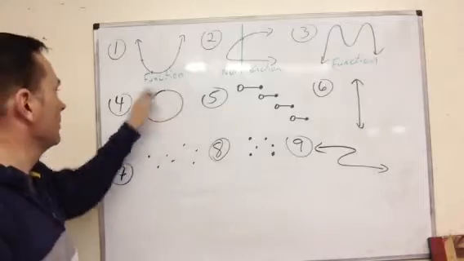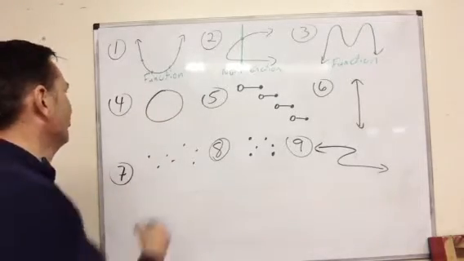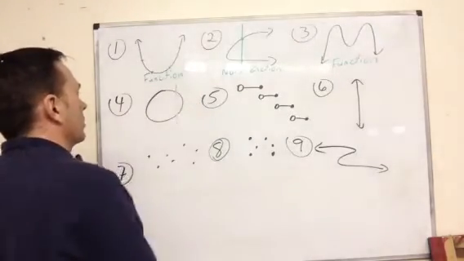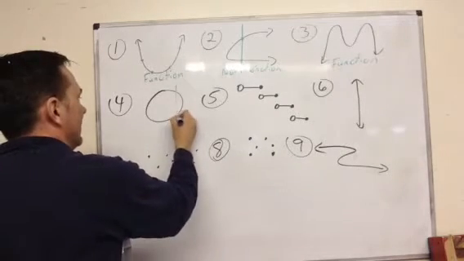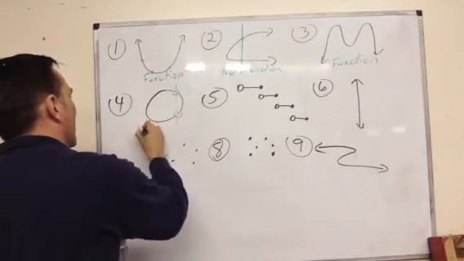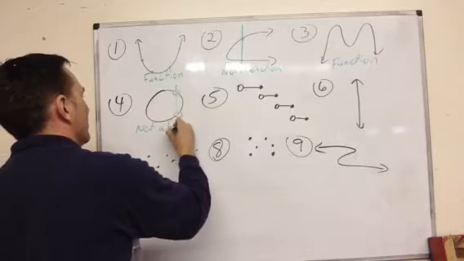Here's number 4. It's a circle. I could draw a vertical line right there, for instance. It's hitting it in those 2 spots, therefore not a function.